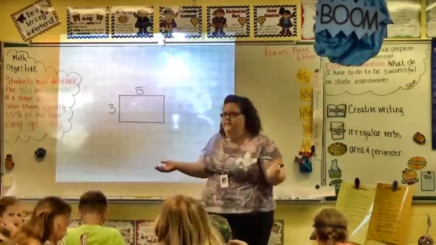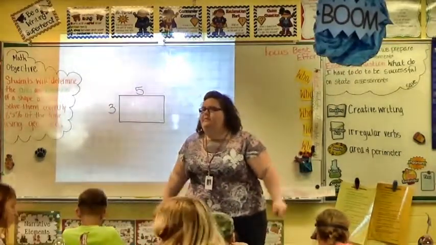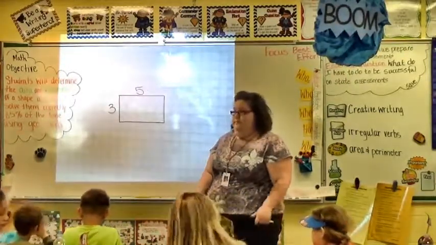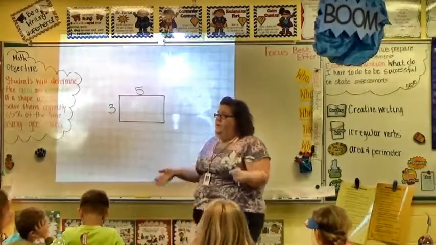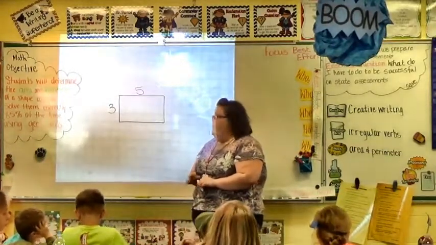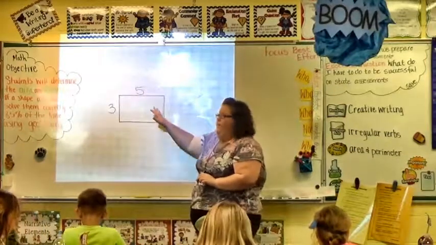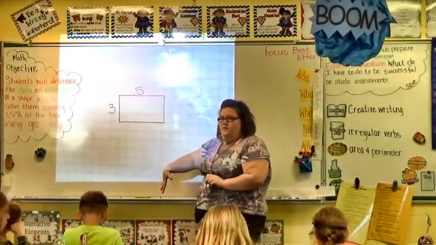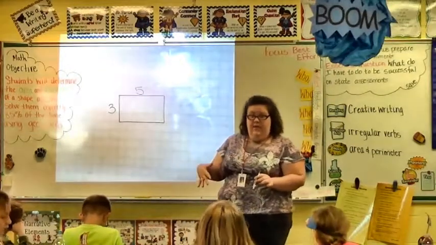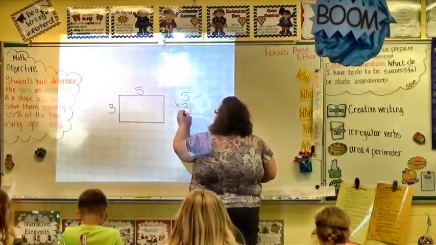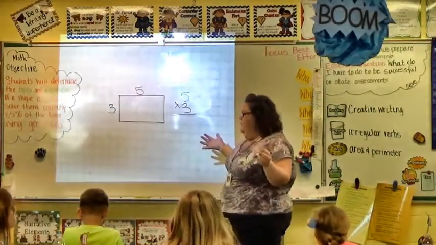Are we done, Giles? Are we done? What do we need to do? You need to do those two sides. We need to do what with the two sides? Label them. Okay, we need to label them, you're right, but can we add them together and get the whole thing? No. What do we need to do? We need to multiply. So what's 5 times 3? 15.